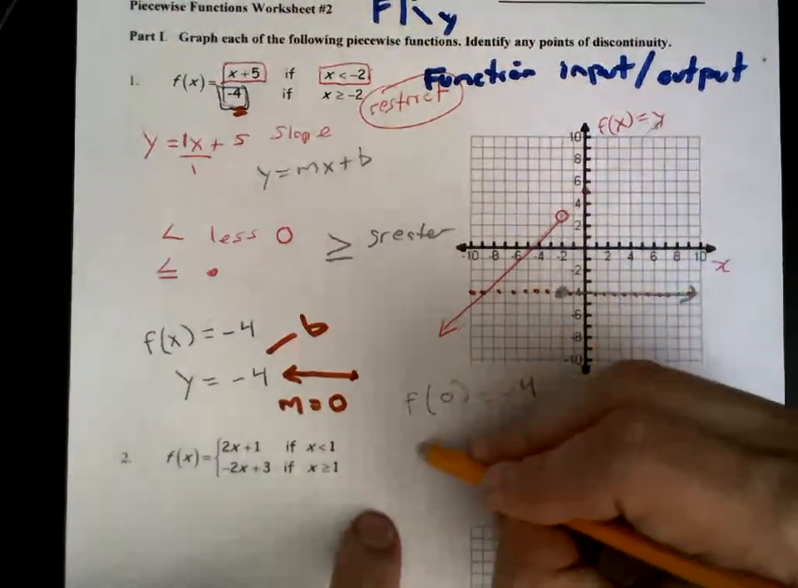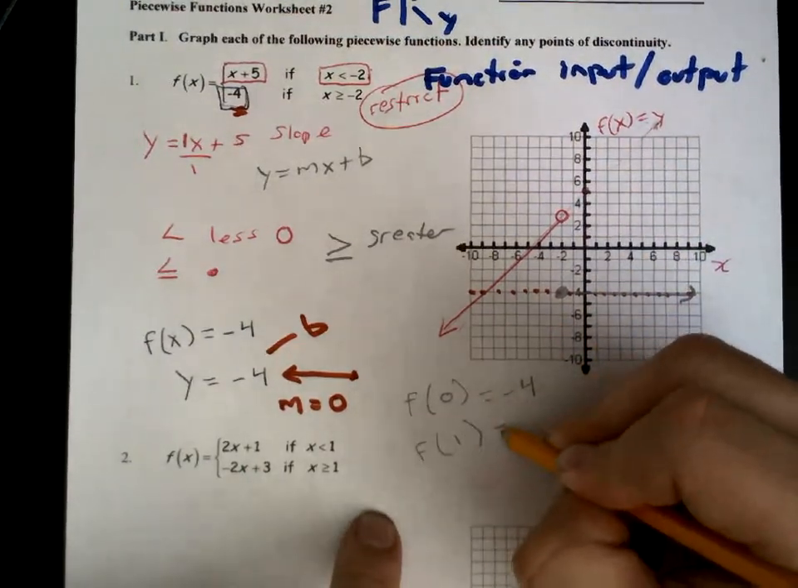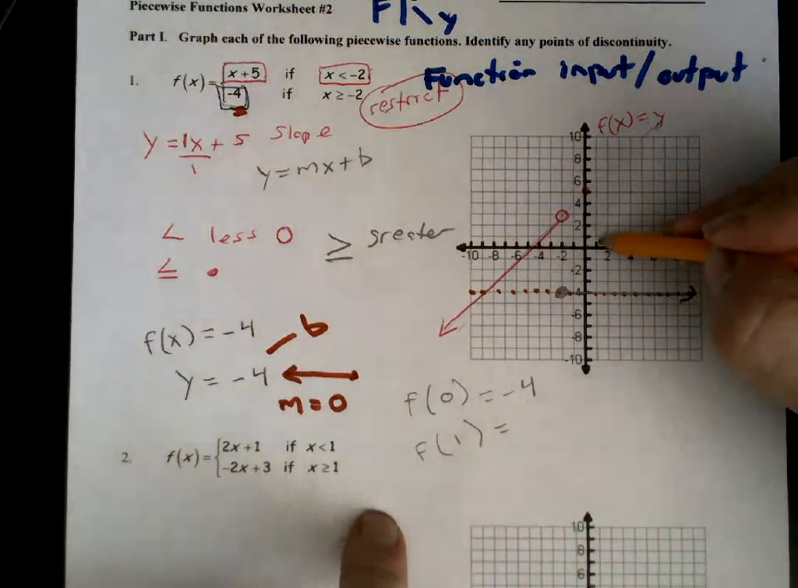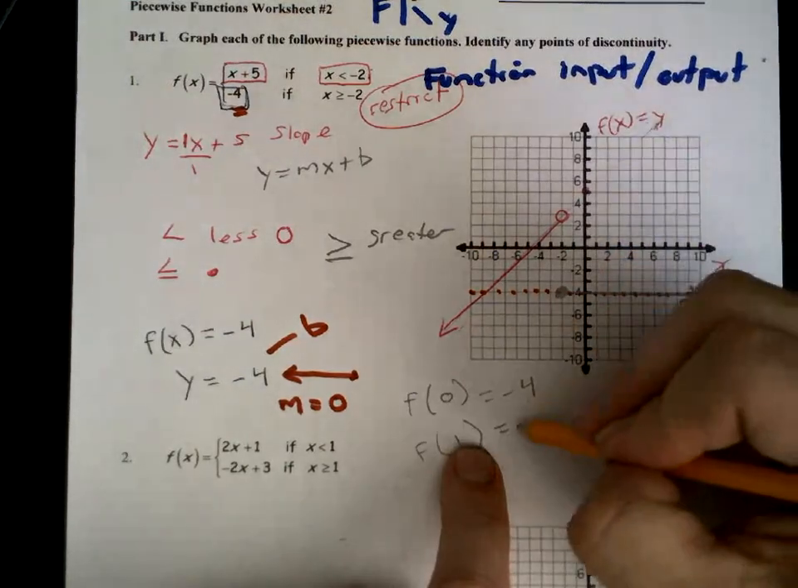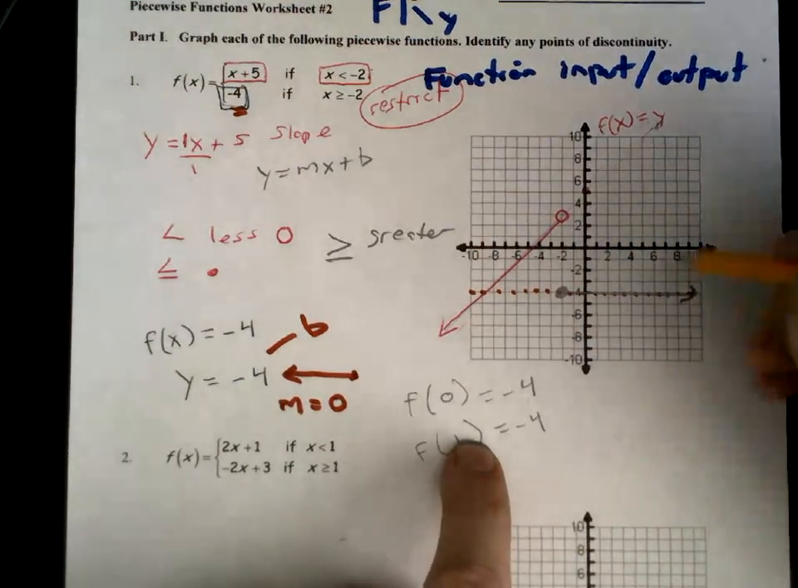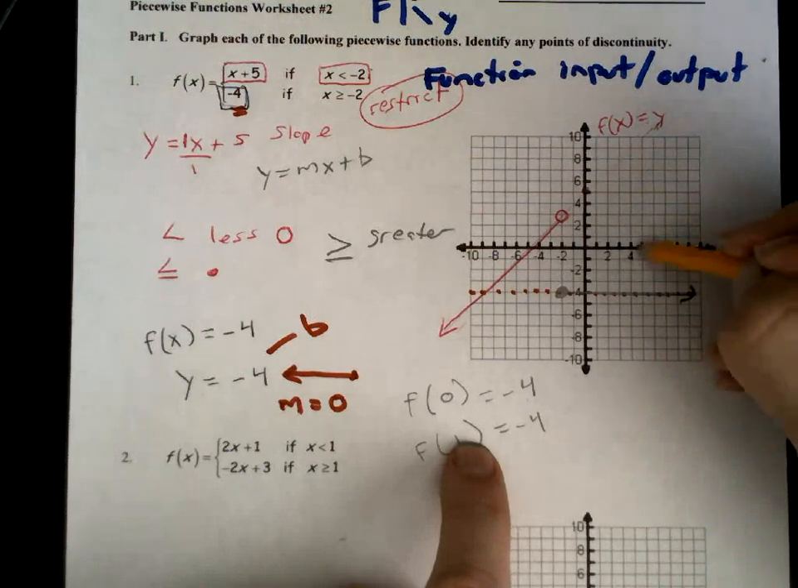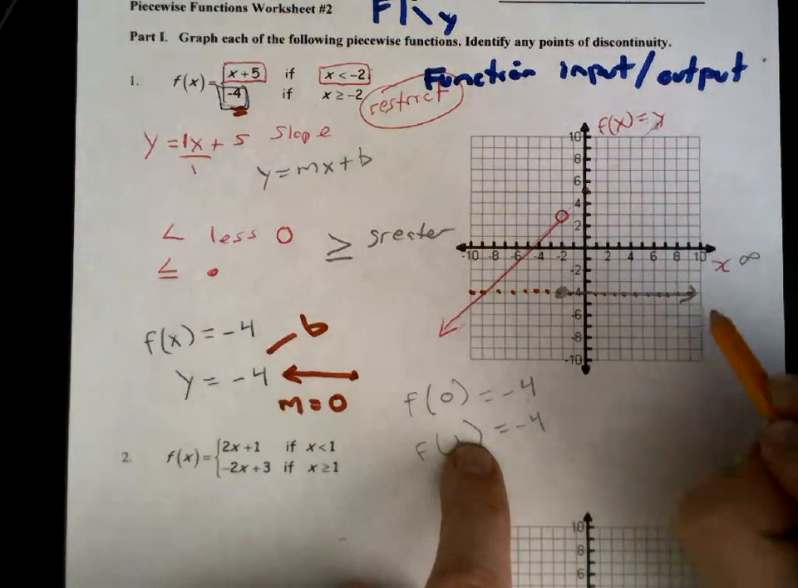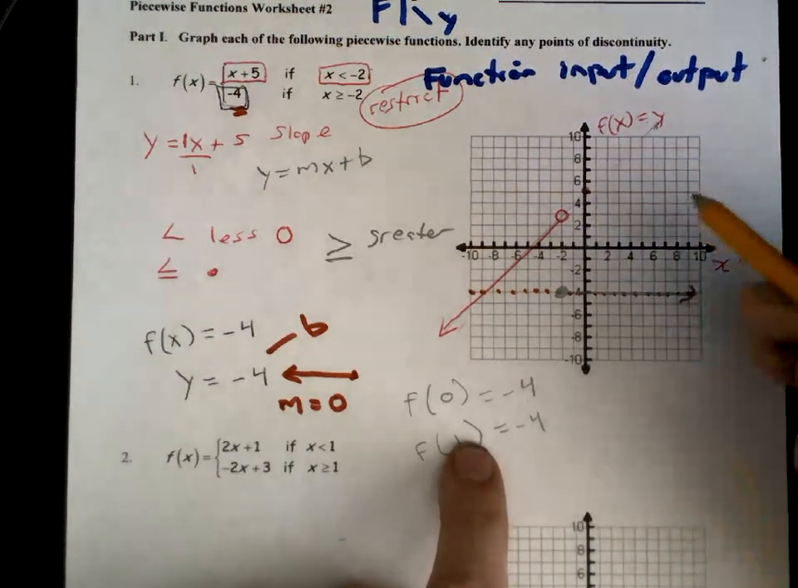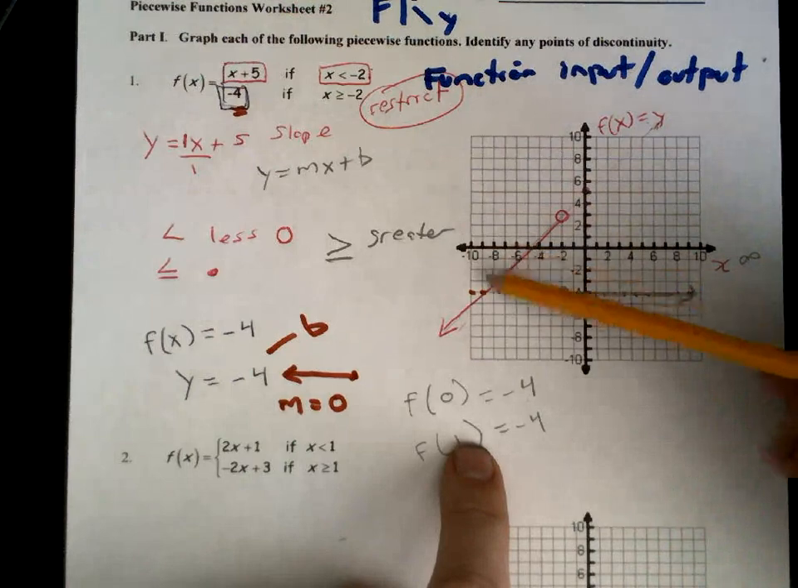Well, let's try this again. What if you put 1? Well, here's 1 on the x. What graph am I going to use? It's the same thing again, -4. And if I used 3, 4, 5, 6, all the way to infinity, I'm always going to use this graph here. Now, let's go back to this one over here.